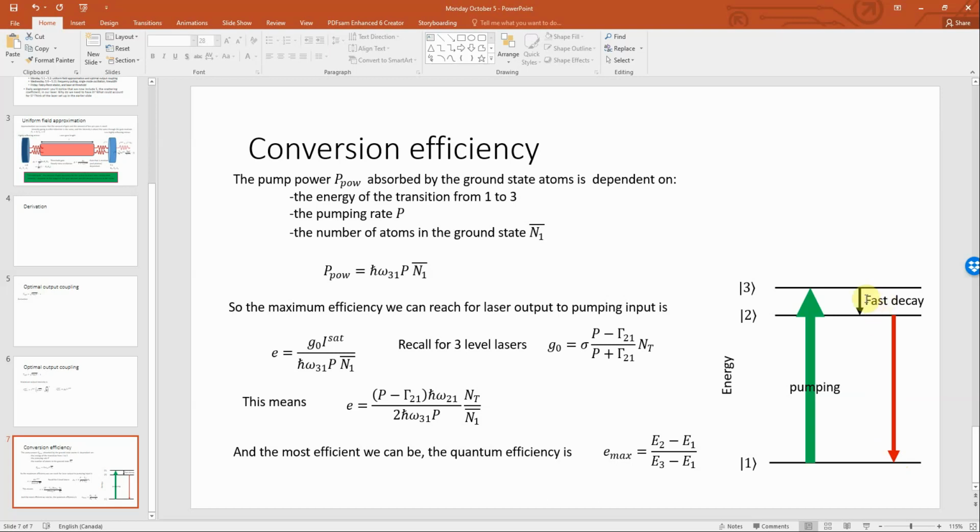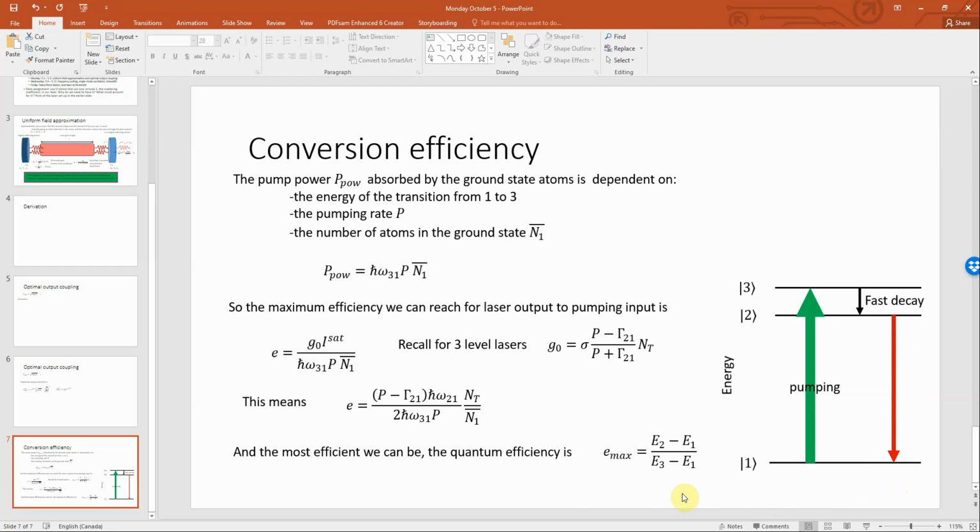Basically, you can imagine that since a 3-level laser has only one of this fast non-radiative decay, that's going to lead to some kind of, say, absorption or scattering of energy, whereas a 4-level laser has a second fast non-radiative decay, and so that's going to further decrease the amount of energy that you have in this laser transition, or the output that you can get from this laser.